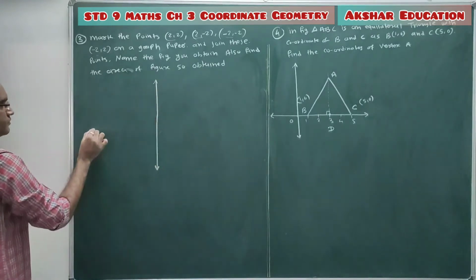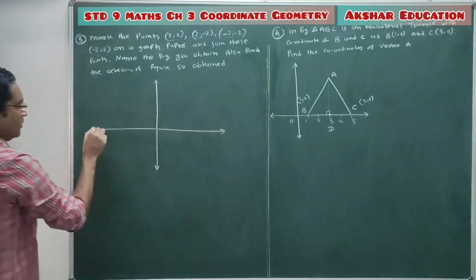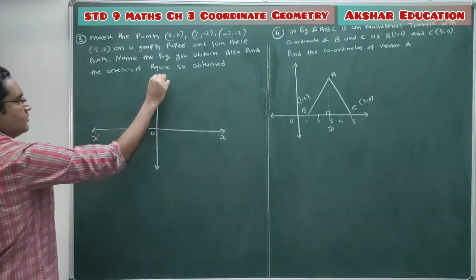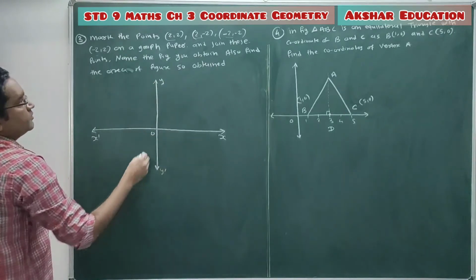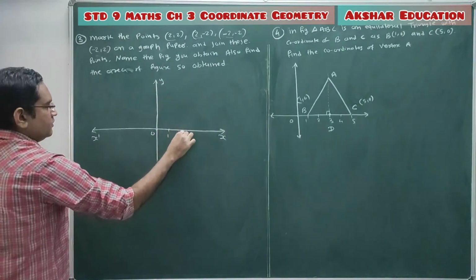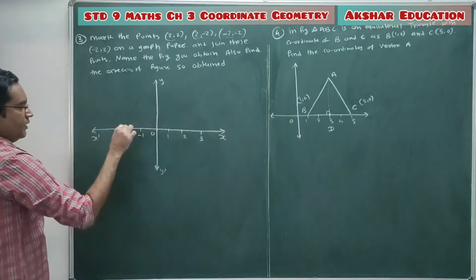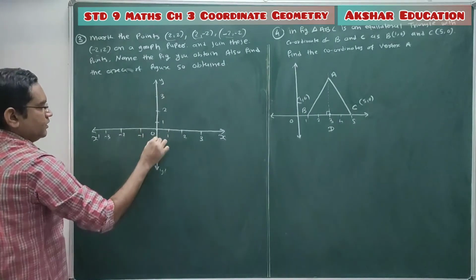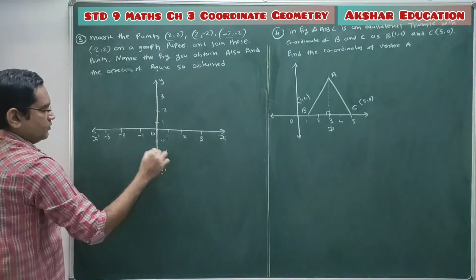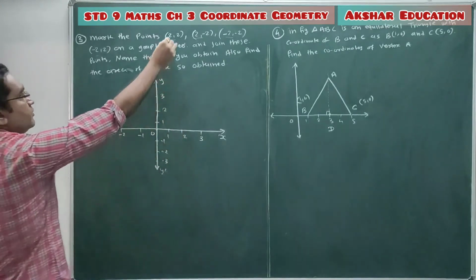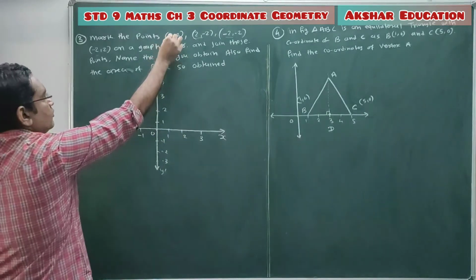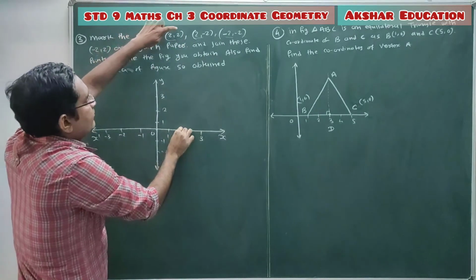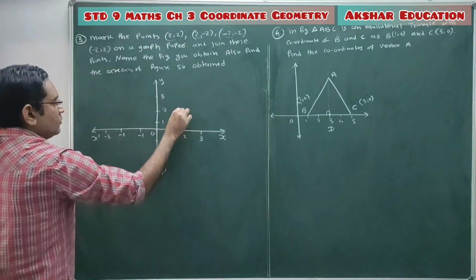Vertical axis, the horizontal axis, x origin point, x dash, y and y dash. This is 1, 2, 3. Minus 1, minus 2, minus 3. 1, 2, 3. Minus 1, minus 2, minus 3. First point is 2, 2. So first you have to go to x coordinate plus 2, then you move towards plus 2 on the y coordinate. So this is our point.